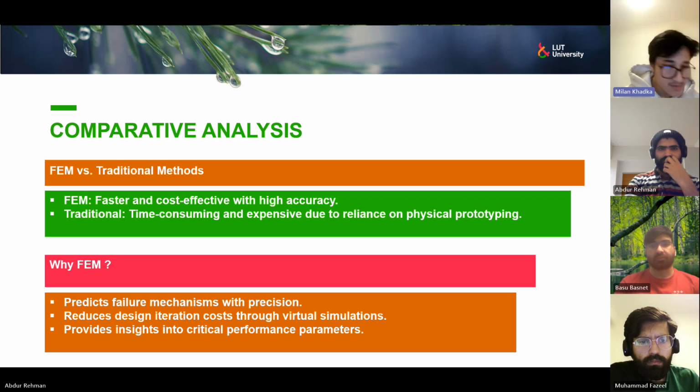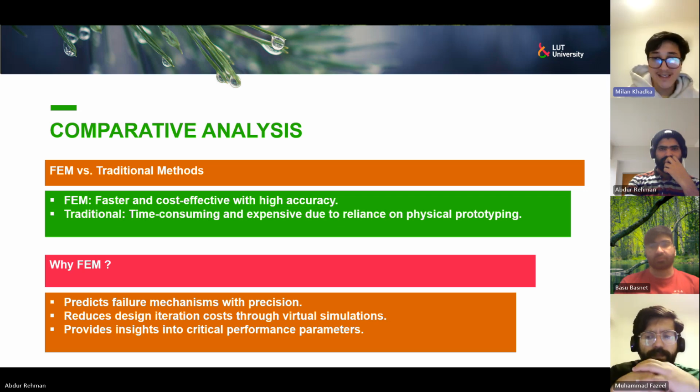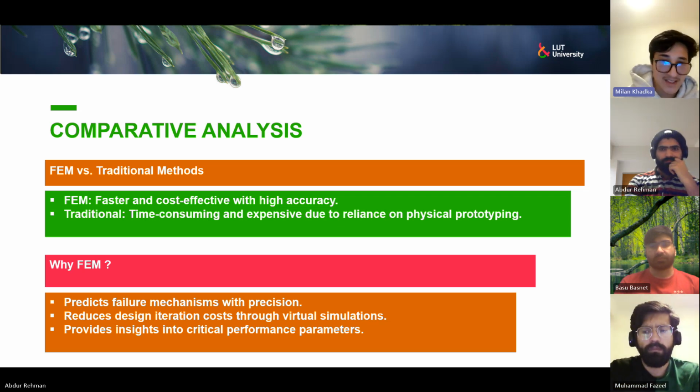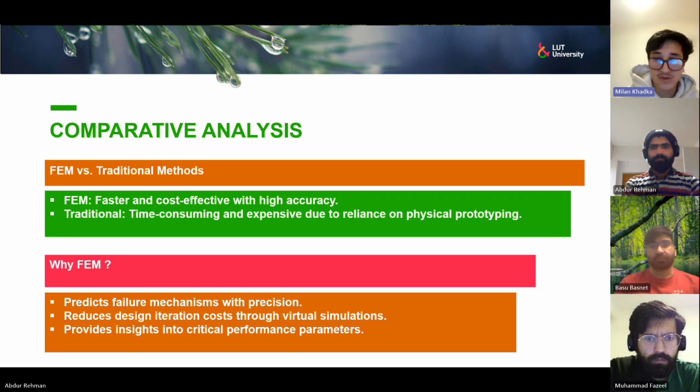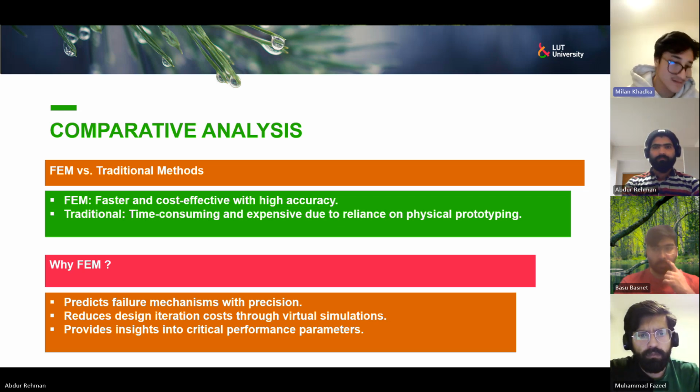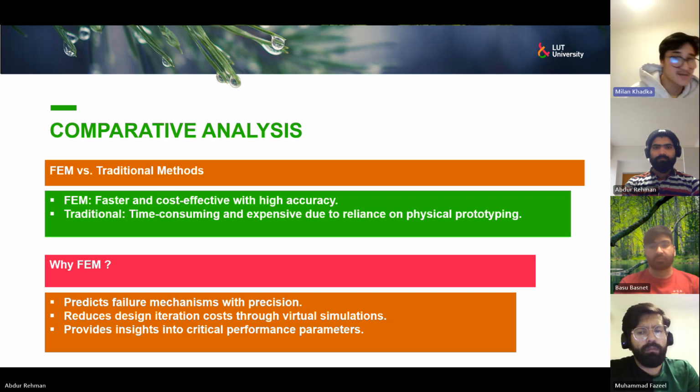And while discussing all these, there always arises one question, which is: why FEM? Because FEM provides more predictive, more precise predictions about the failure mechanism, and it also allows us to optimize the design without repeated testing. So basically, it is chosen over other methods for the analysis of high-speed rotors.